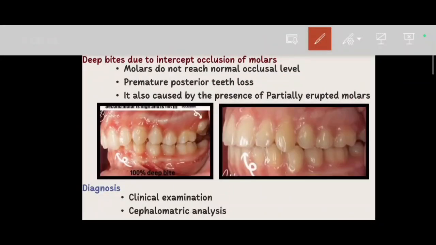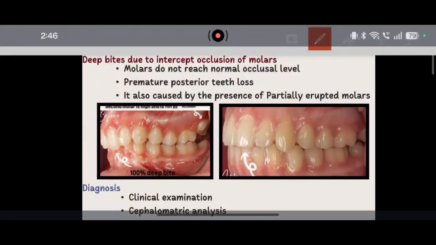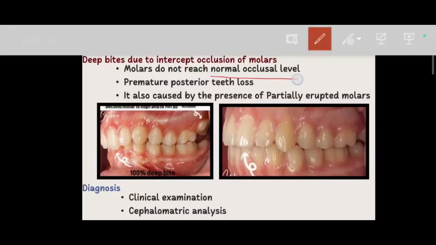Now, deep bite due to intercepted occlusion. Another cause is deep bite due to intercepted occlusion of the molars. Here the molars do not reach the normal occlusion level. This is due to premature loss of the posterior teeth, and it can also be caused by the presence of partially erupted molars. In this image, the molar does not reach the normal occlusion level, therefore you see deep bite. In the second image, this is a normal level, so deep bite is not present.